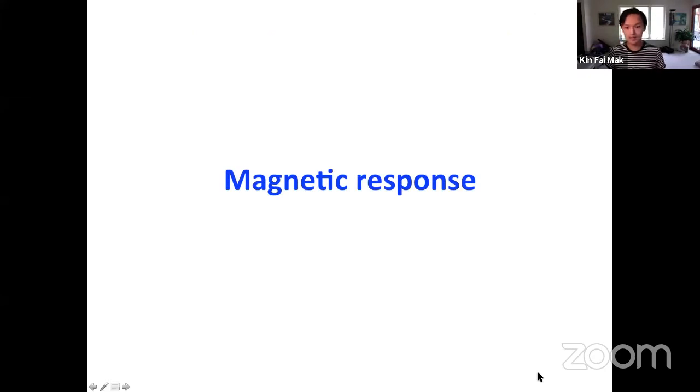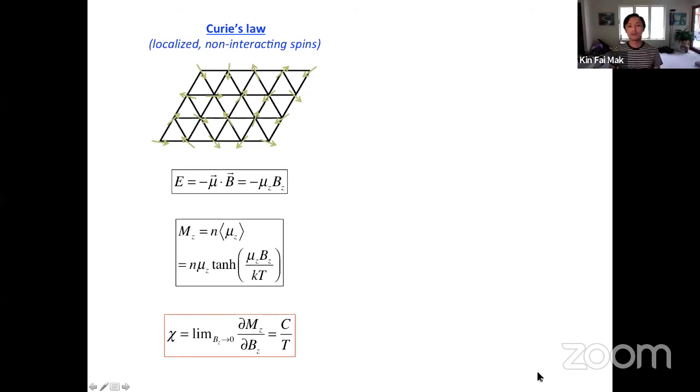Okay, how about the magnetic response? We actually expect antiferromagnetic behavior at half filling of the Moiré band, right, of filling factor equal to 1. So how do we probe the magnetic response of the system?